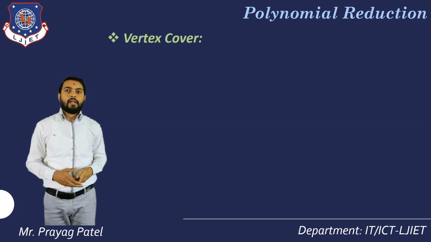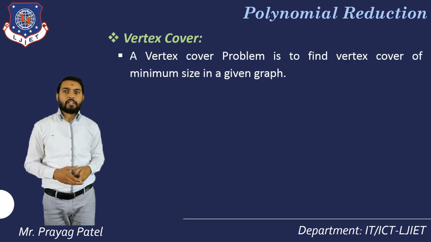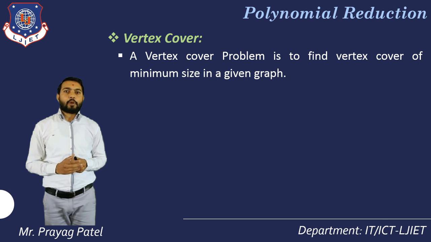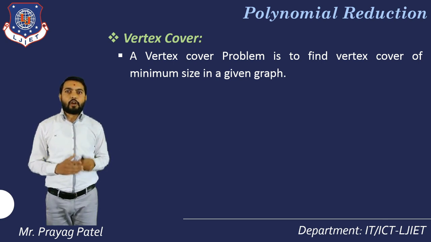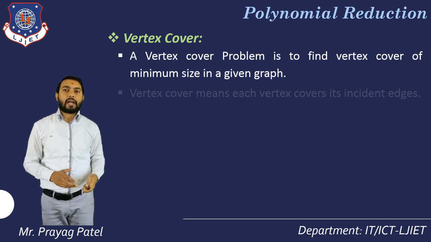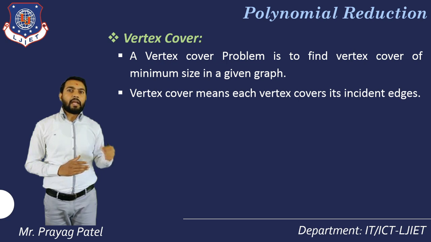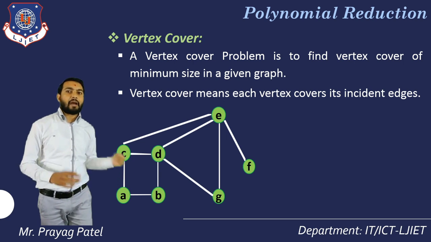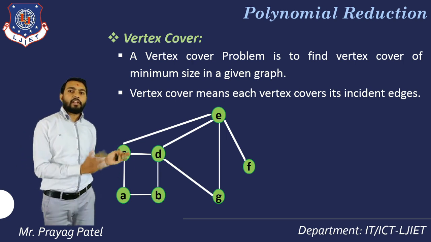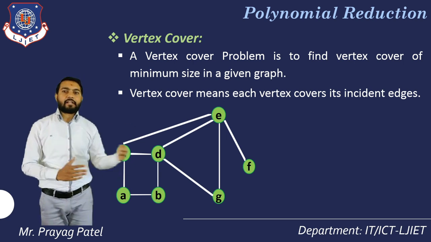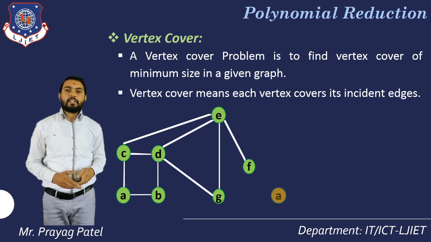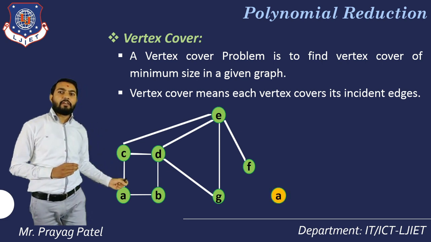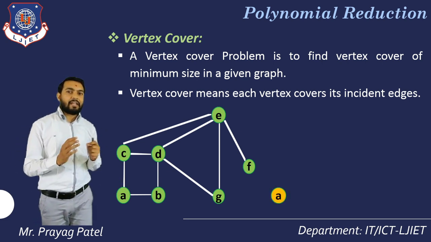Now after that, next is the vertex cover. Now what is the vertex cover? A vertex cover problem is to find the vertex cover of the minimum size in a given graph. So vertex cover means each vertex covers its incident edges. For example, here this is a given graph. Now for this graph, how can we find the vertex cover? So for that, first we select any node. So for example, here we select node A as the starting node.